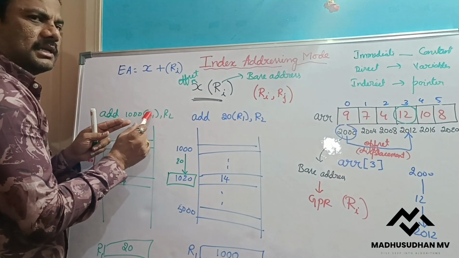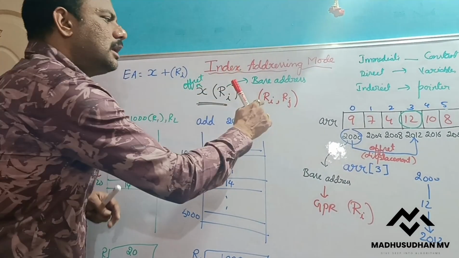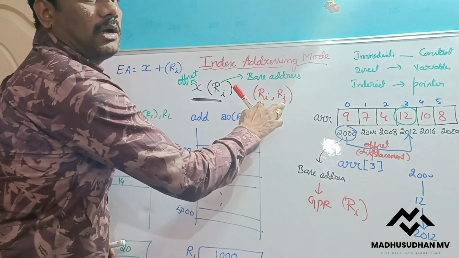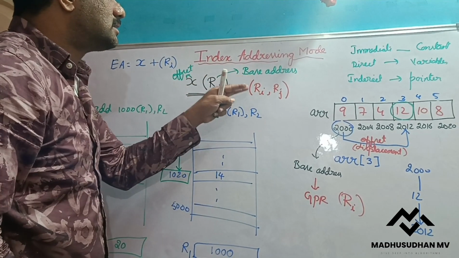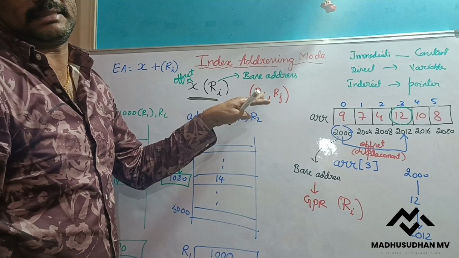See, here I stored the offset address in R register. So like that, here you store the offset address. Here you can store what? The base address. Here base address, here offset address. So this is called base with index.